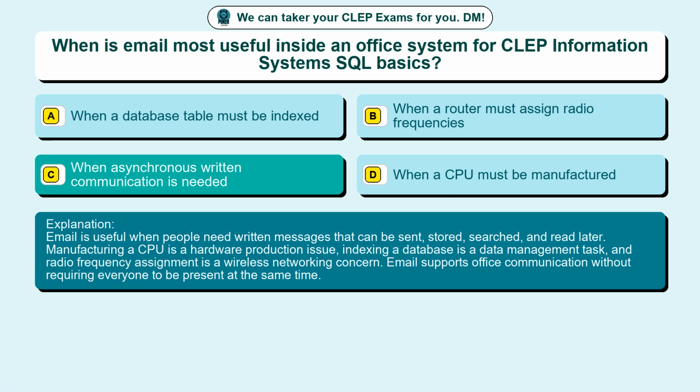Email is useful when people need written messages that can be sent, stored, searched, and read later. Manufacturing a CPU is a hardware production issue, indexing a database is a data management task, and radio frequency assignment is a wireless networking concern. Email supports office communication without requiring everyone to be present at the same time.